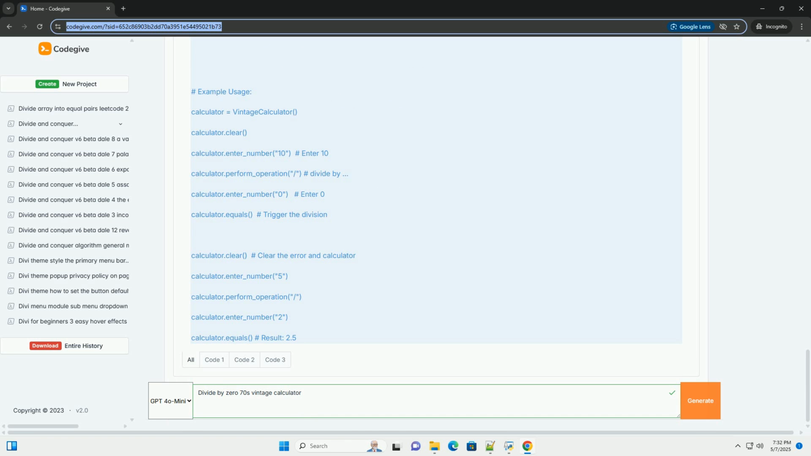Nixie tube simulation, optional: for a more visual effect, you could use a graphics library, like Pygame, to simulate the appearance of a Nixie tube or 7-segment display.